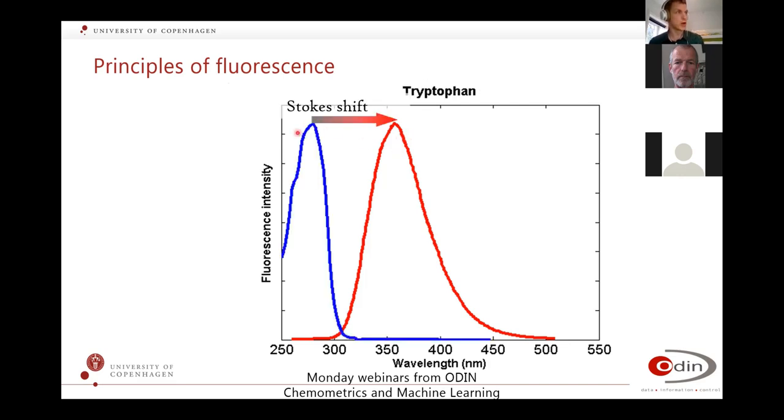Most importantly, if you now plot both of them on the same figure, so you have in blue here the excitation profile, and in the red, you have your emission profile. The difference between the maxima of these two spectra, that's called the Stokes shift. So you can see that it goes up in wavelength, and that means that it goes down in energy. So it's a lower energy that you get out.